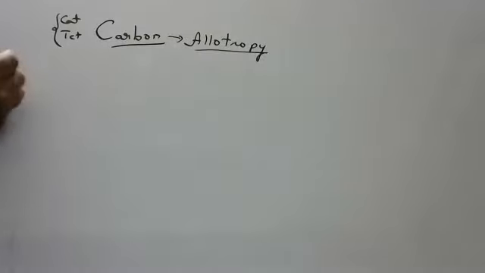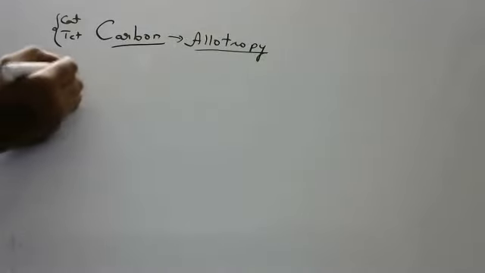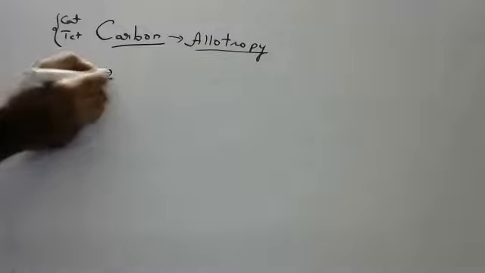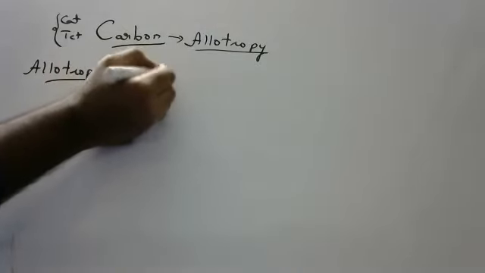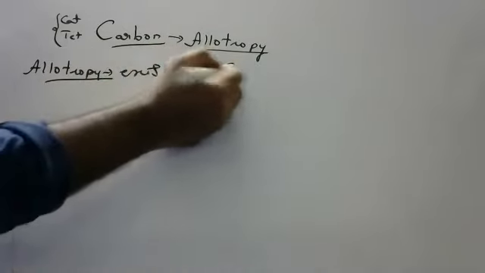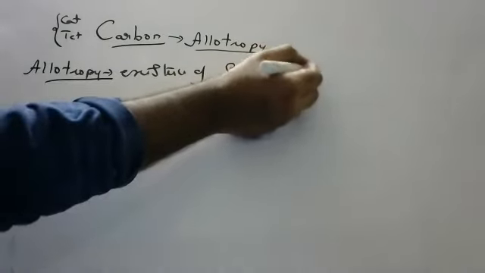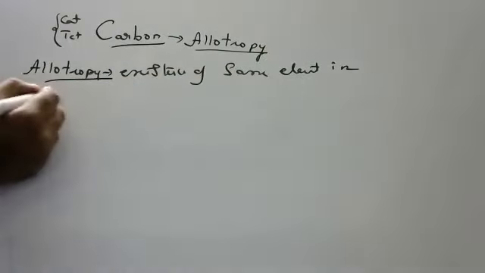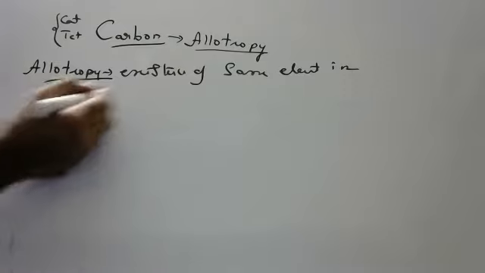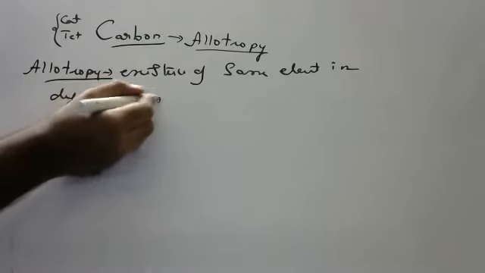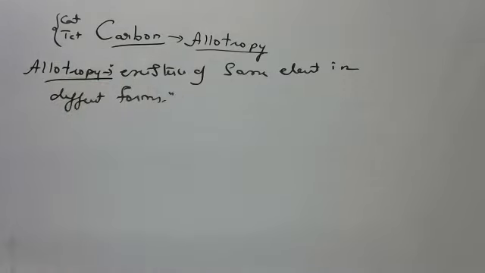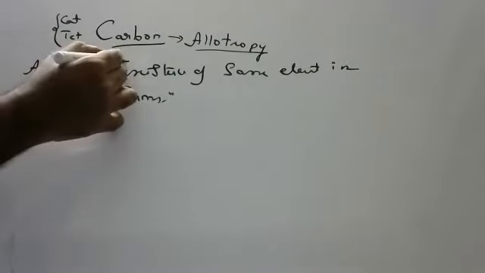Children, allotropy definition: allotropy means existence of the same element in different forms. Existence of the same element in different forms is called allotropy. Carbon is present in so many forms, so that existence of the same element in different forms is called allotropy.